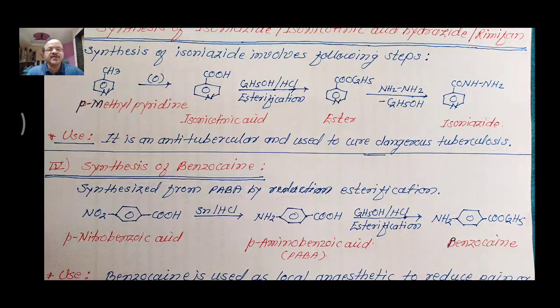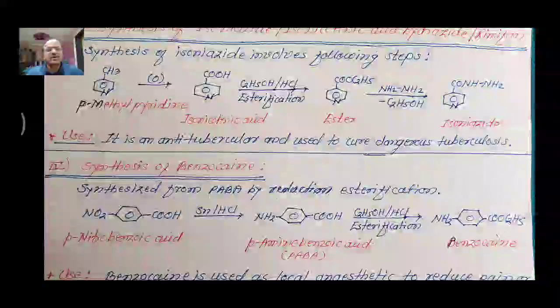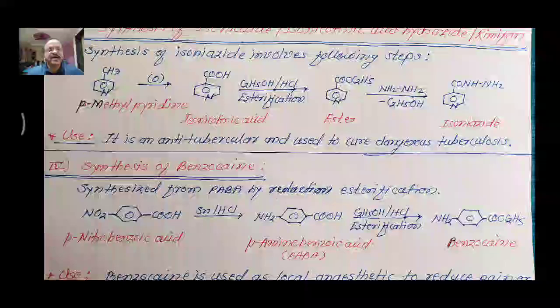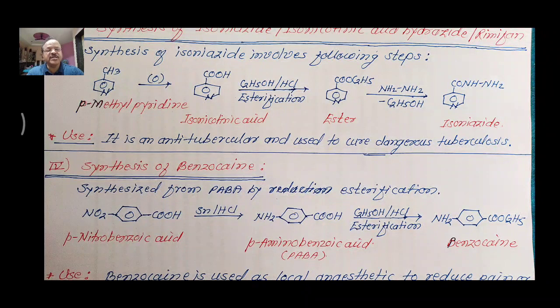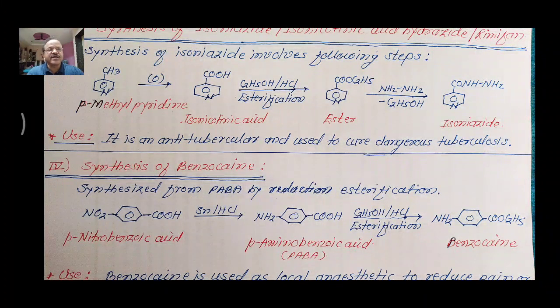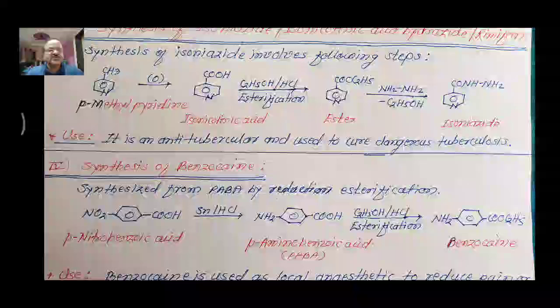Now let us see the synthesis of the fourth drug, benzocaine. This benzocaine is synthesized from PABA. So what is this PABA? Para-aminobenzoic acid. In short, it is called PABA, by esterification. So the starting compound used in the synthesis of benzocaine is PABA, para-aminobenzoic acid. So it is a one-step synthesis.